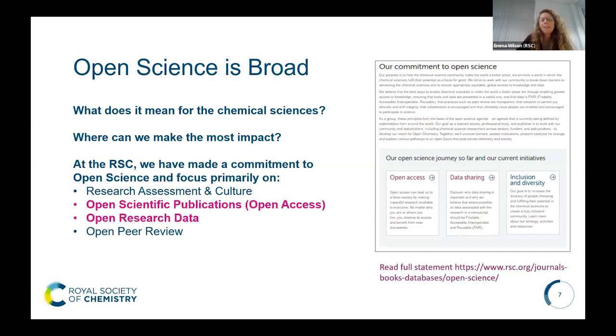So as we said, open science is extremely broad. So at the RSC, we think, okay, what does this mean for the chemical sciences, and where can we make the most impact? So we focus predominantly on research assessment and research culture, and we have broad programs around that. And then open access, which is what I'll talk about now, and then finish quickly on open research data as well.